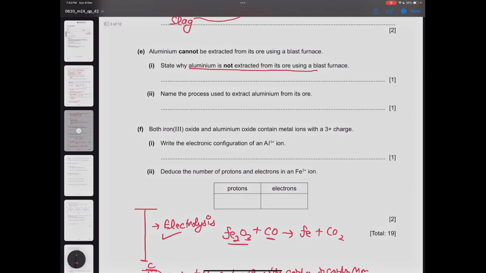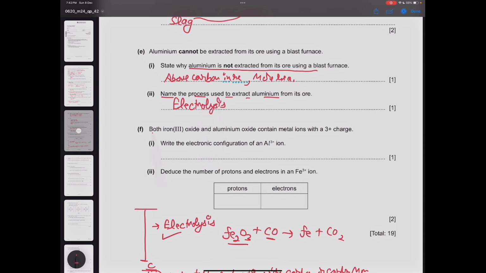So state why aluminium is not extracted. Aluminium is above carbon in the reactivity series. So your reasoning should include that it is above carbon in the reactivity series and it is more reactive. You can write any one of these. It is above carbon. I'm too lazy to write above carbon in reactivity series, or you can say more reactive. Got it? Name the process used to extract aluminium. Now we know that it is above carbon, so electrolysis is used.